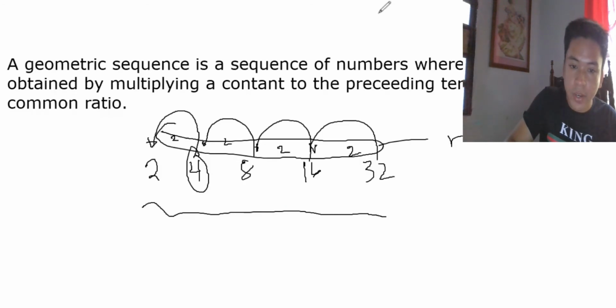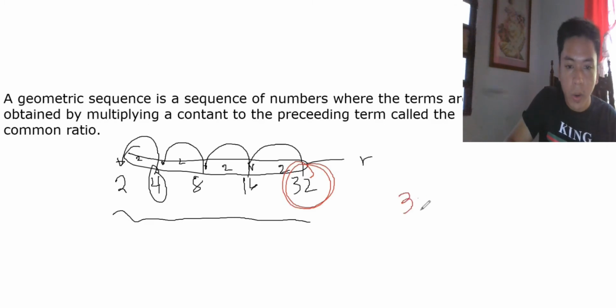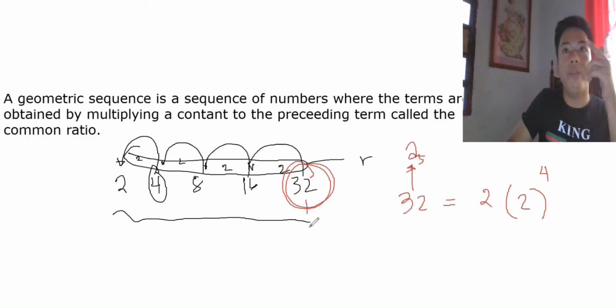How do we get the fifth term, supposing that we don't have to enumerate them all? So this is basically 32. This is equivalent to how we write that: 2 times 2 to the 4. Observe that 2 to the 4 is 16. So multiply by 2, you get 32.